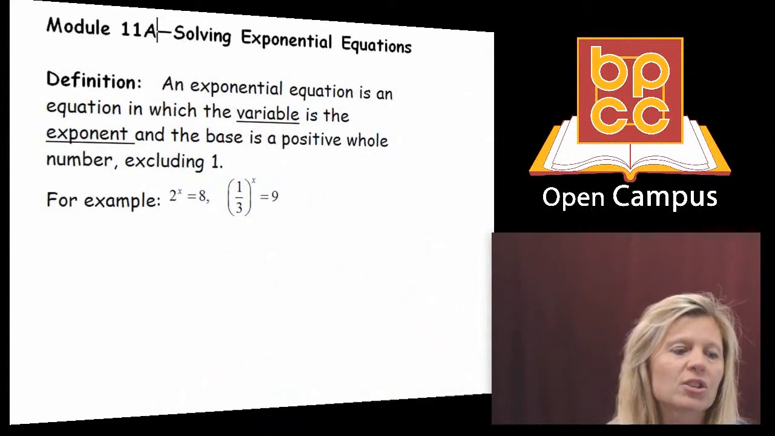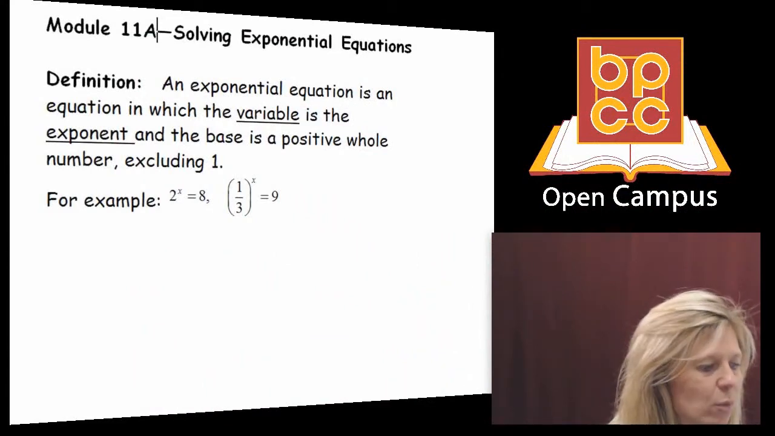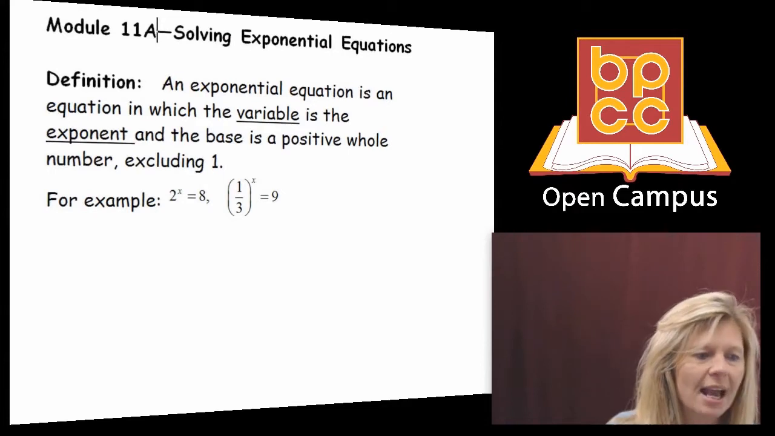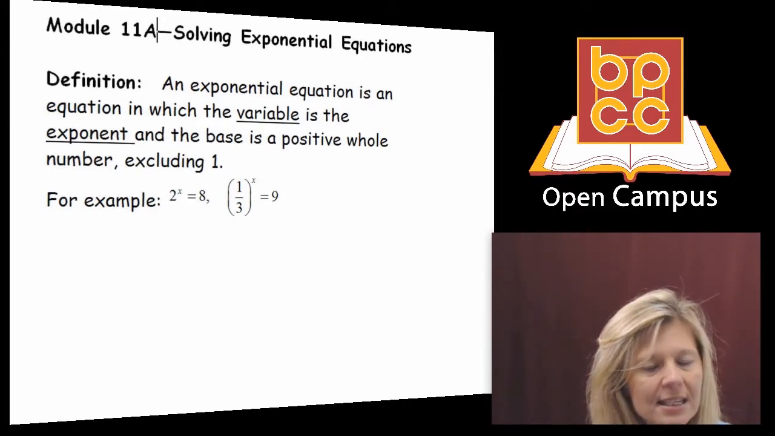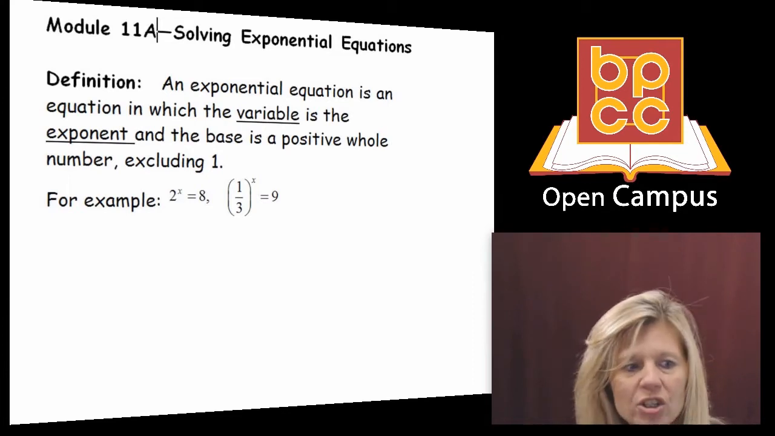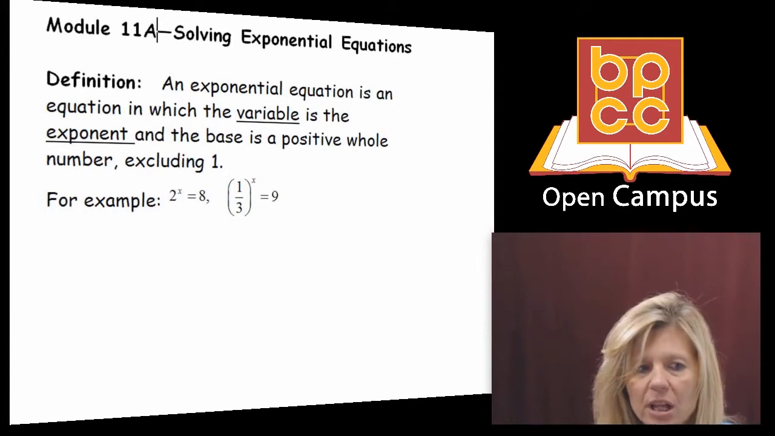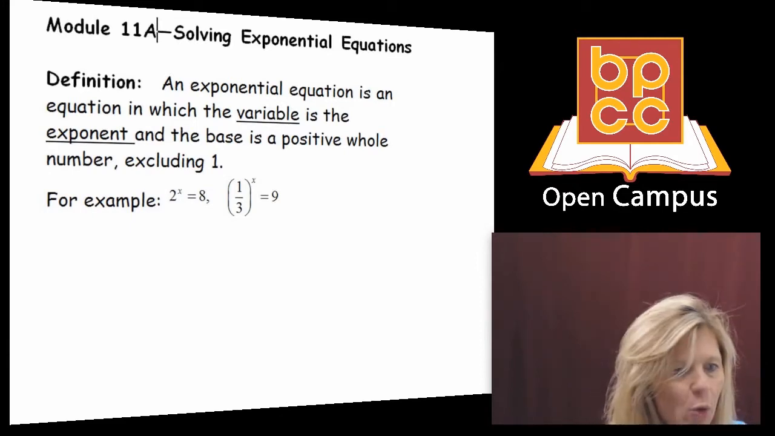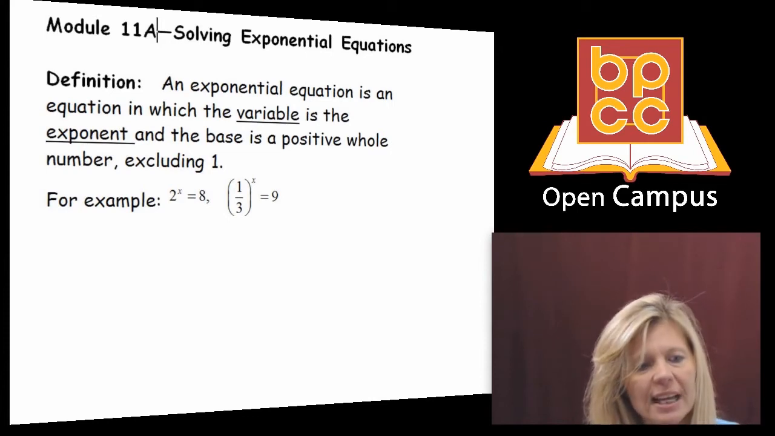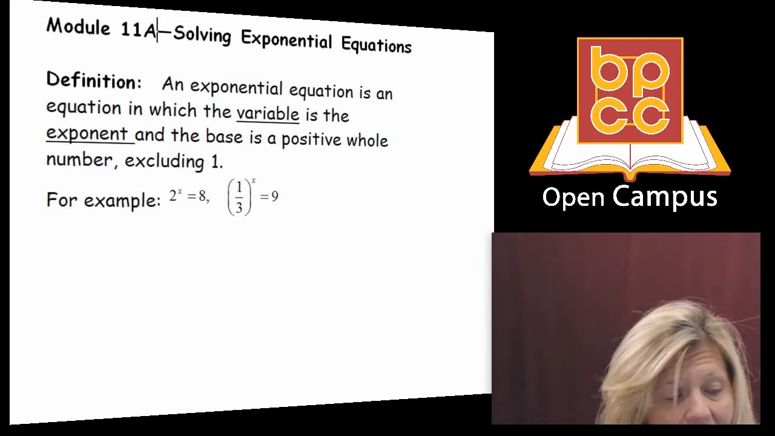If you look at your class notes, the definition says an exponential equation is an equation in which the variable is in the exponent spot. So everybody look at my examples. 2 to the x equals 8. That's an equation, it has an equal sign. 1/3 to the x equals 9. That's an equation, it has an equal sign. What's different, if you look, is the letter x is in the exponent spot. You've never seen that before.